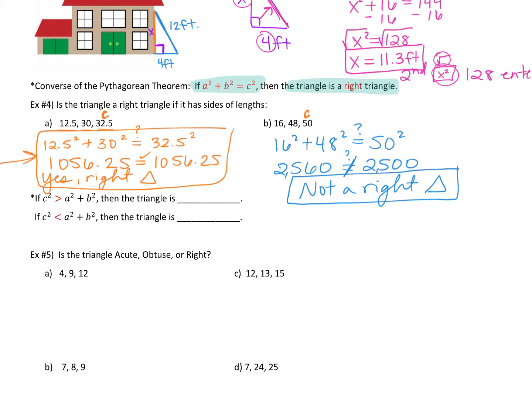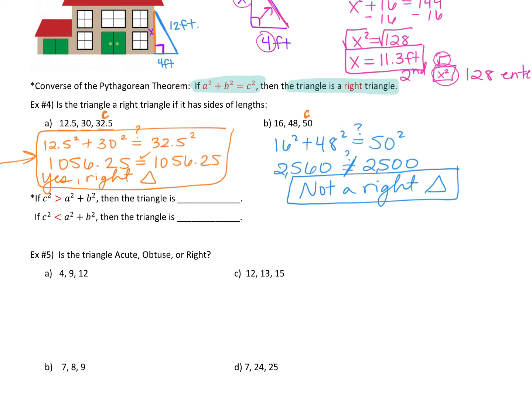Okay, so basically you're just taking the Pythagorean theorem, plugging the three numbers into it, and telling me yes or no. It's right or it's not. Okay, but now the next thing we're gonna do is say, well, if it's not a right triangle, then can you tell me something about it?